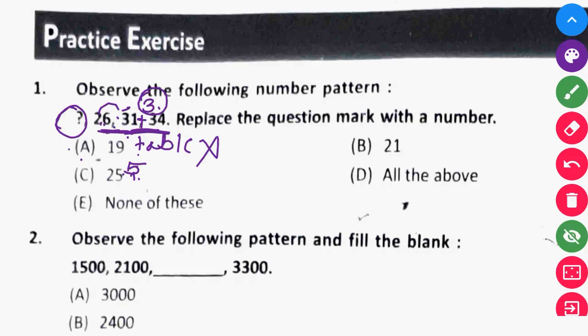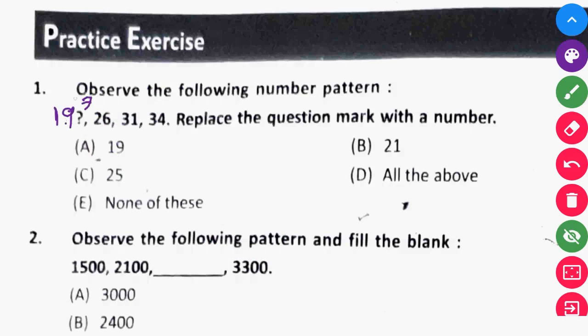So here must be the difference of 7 numbers. So you have to minus 7 from 26 to get your answer. So your answer is 19, which is option A. So if the missing number is 19, then 19 plus 7 is 26.